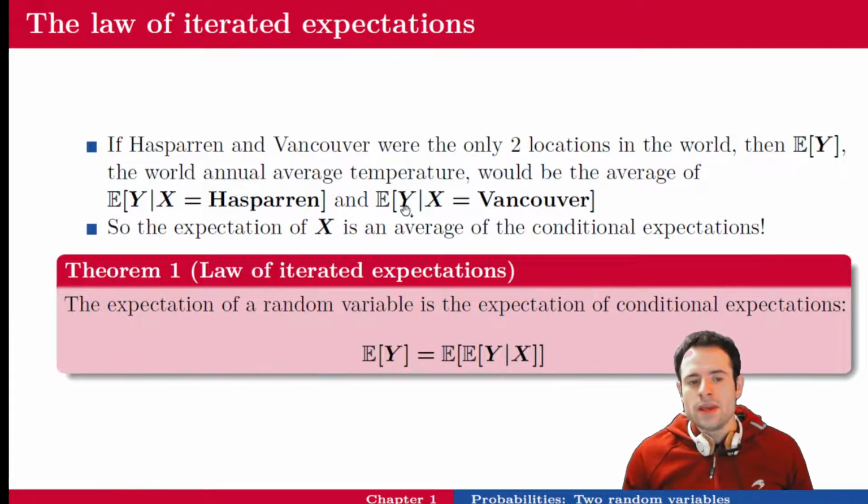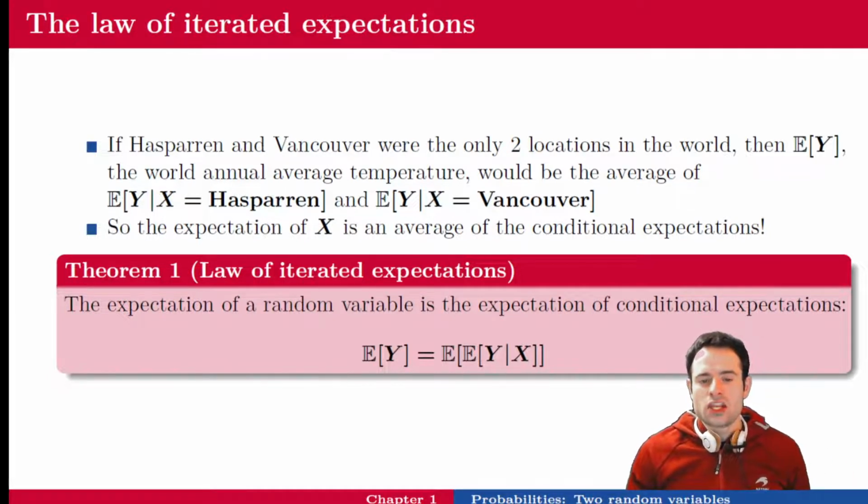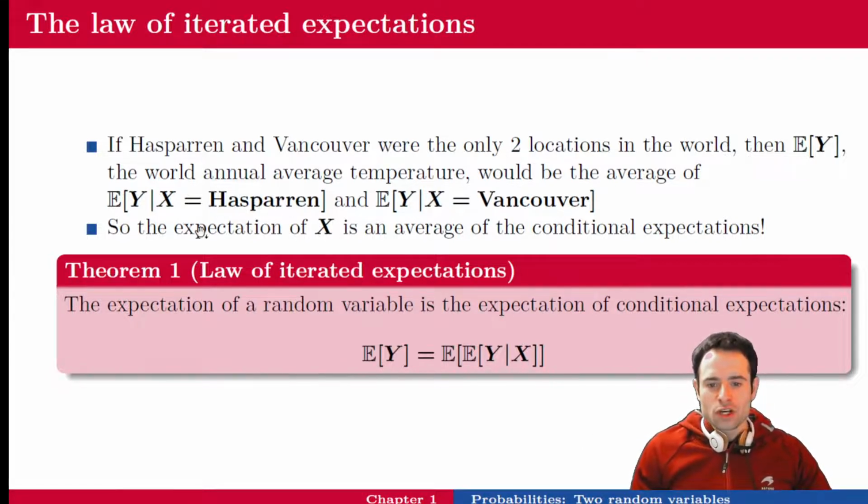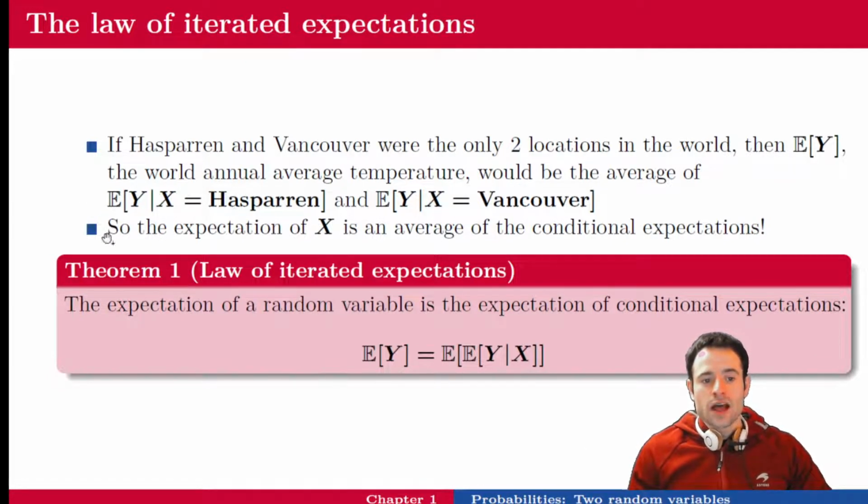Now, there might be different probabilities of being in each city, because my town is very small, 8,000 people, and Vancouver is pretty small, 800,000. Oh, it's actually 100 times bigger, now that I think about it. Okay. So, if I want to compute the average temperature in the world, then I would do the probability of being in Asparin times the average temperature of Asparin, plus the probability of being in Vancouver times the average temperature of Vancouver. So I would take an average of averages.